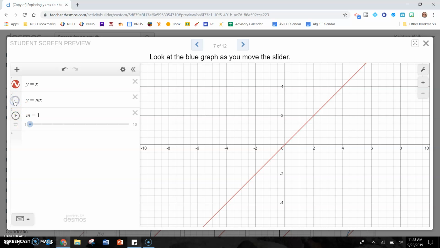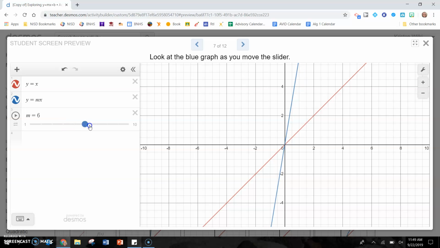So again, there's our y equals x line. It's hiding under our blue line. As I change my slope and I make it bigger, notice these are all whole numbers, so we're just shifting up by a whole number. What's happening to the blue graph? Is it getting steeper or less steep from the red graph?